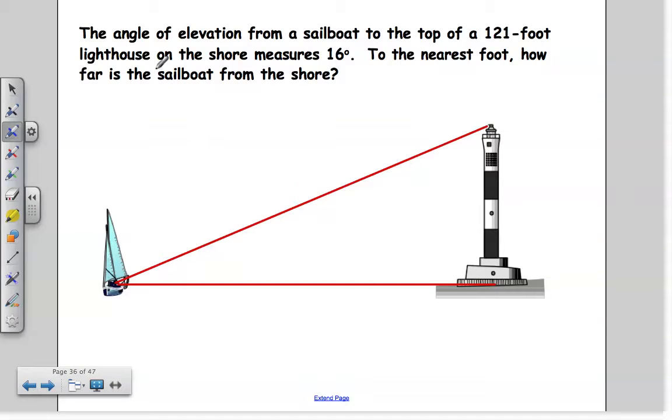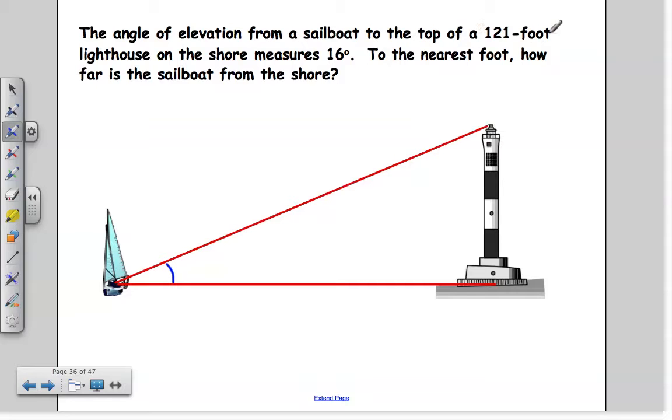Example here, the angle of elevation. Remember, that would be how much you're looking up from a sailboat to the top of a 121-foot lighthouse on the shore measures 16 degrees. To the nearest foot, how far is a sailboat from the shore? Alright, let's decipher what we have, label what we know. The angle of elevation from a sailboat, okay, the angle of elevation would be from the sailboat how much you're looking up. So this is that angle of elevation I'm looking for.